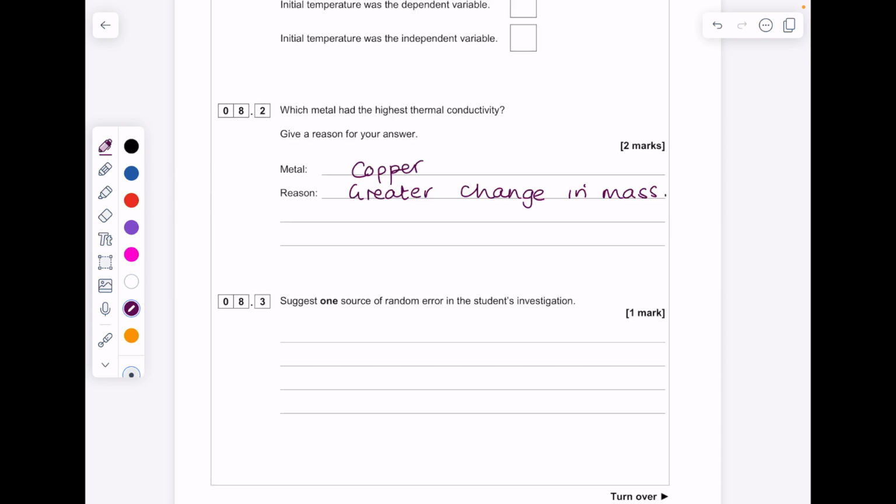Suggest one source of random error in the student's investigation. So random error is an unpredictable variation in measurement which causes a slight change to the result away from the true value. So think about this critically. You could have variation in the initial mass of the ice cube. It could be that the ice started melting whilst you were handling it. The room temperature could show variation.